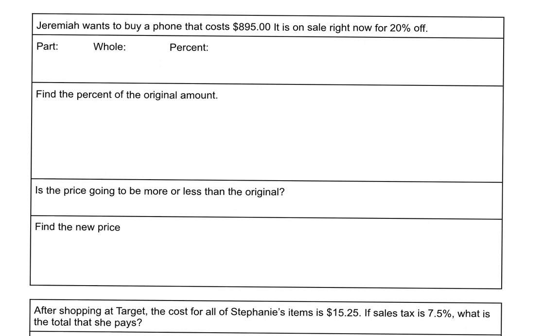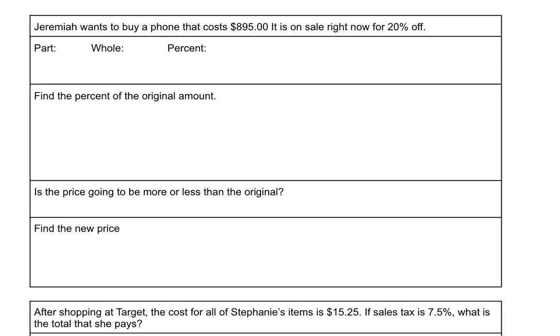So this first one says, Jeremiah wants to buy a phone that costs $895. It is on sale right now for 20% off. So the first thing we're going to do is break it up into part, whole, and percent. The first thing I see is that there's a percent sign. So my percent is 20%. Which means that I have to figure out what this $895 is. Well, we're finding 20% of $895.